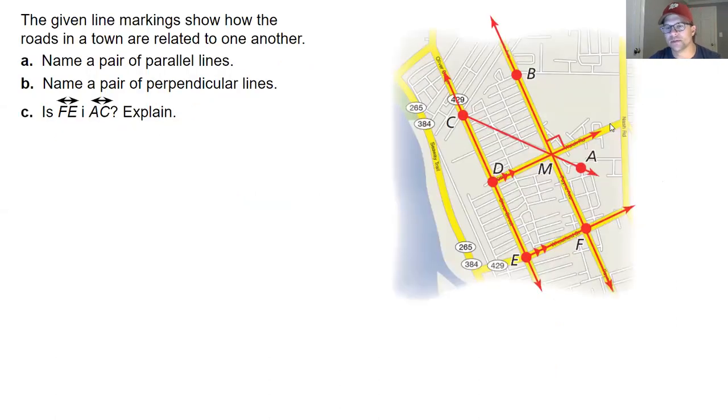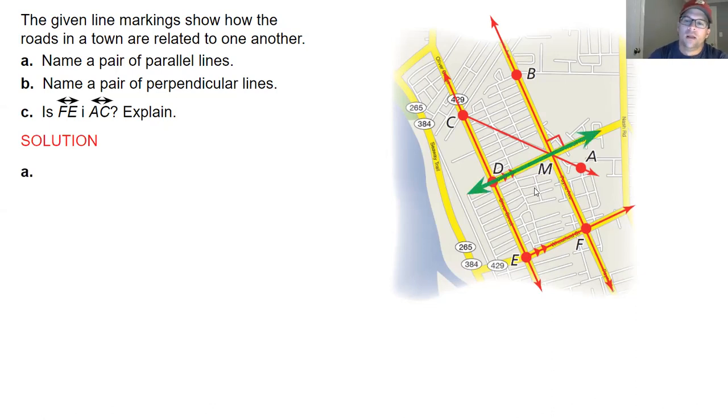Okay, so this example is looking at a city street grid, and you have given line markings to show how the roads in this town are related to one another. Part A, name a pair of parallel lines. Part B, name a pair of perpendicular lines. And part C, is line FE perpendicular to line AC? I think that is what that symbol means.